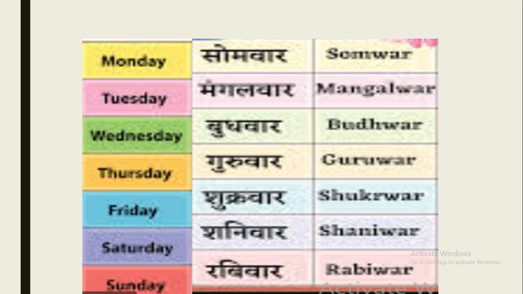Sunday, Monday, Tuesday, Wednesday, Thursday, Friday and Saturday. The same thing we say in Hindi: Ravivar, Somavar, Mangalvar, Budhavar, Guruvar, Shukravar, Shanivar. If I ask you to write Somavar, you have to write Monday. If I ask you to write Mangalvar, write Tuesday. If I ask you to write Shanivar, write Saturday. Say Somavar, Mangalvar, Budhavar, Guruvar, Shukravar, Shanivar. And Sunday is Ravivar.